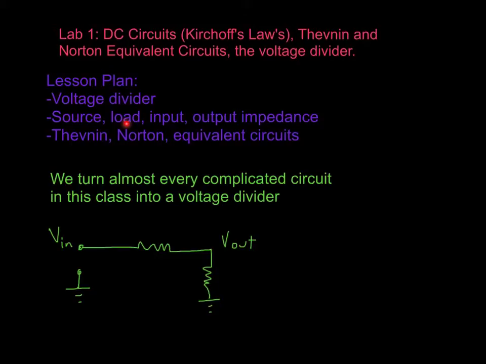And then we'll talk about the Thevenin model, Thevenin equivalent circuits, and a little bit about Norton. So in this class, we're going to turn almost every complicated circuit into one that looks like this below. And this is a new notation. Right here, this is the voltage divider. And what we're going to find out is the voltage at V out is some fraction of the voltage at V in, and that's going to depend on the resistors.